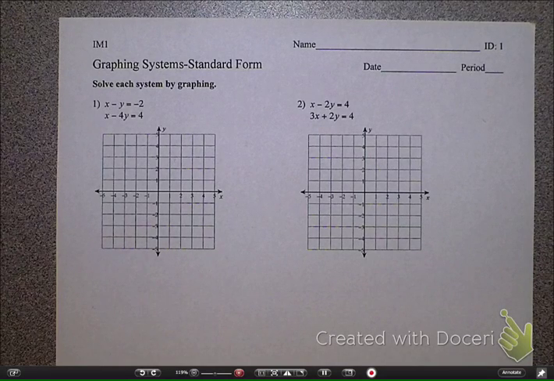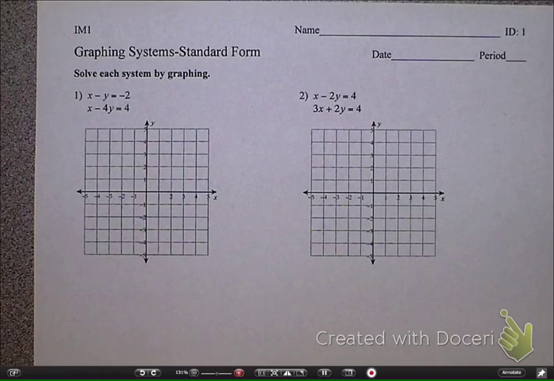Today we're going to talk about graphing systems from standard form. Hopefully most of you remember that before the break we were working on graphing systems, where we graph two lines on the same graph and look at where they cross to determine the solution. The point where they cross is the solution.